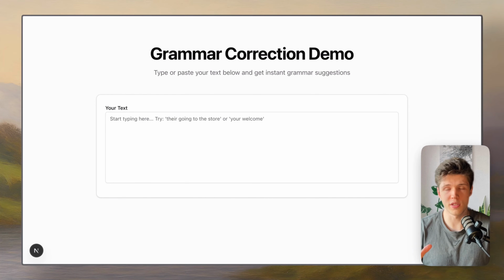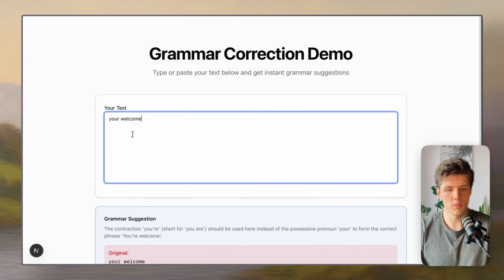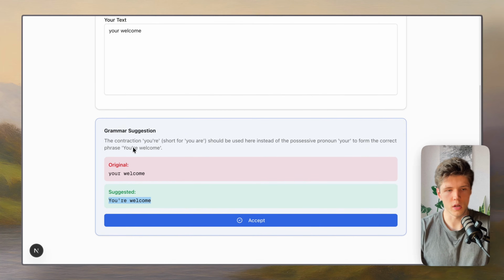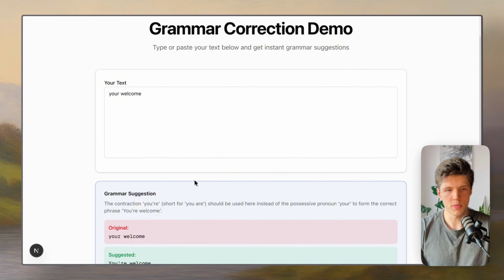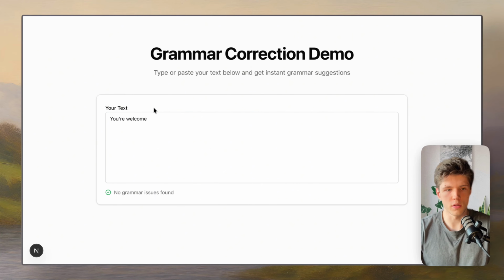Today I want to show you how you can build a grammar correction application with AI SDK. The whole idea of this application is that you can put incorrectly written text in the input, and it will suggest the grammar correction with the suggestion, and you can accept it. If we accept it, we will see the result in the input.